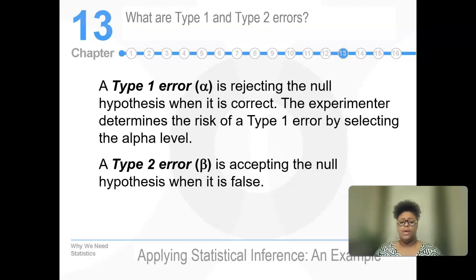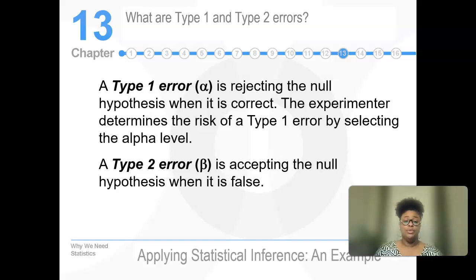So we have type 1 and type 2 errors. A type 1 error is when the researcher rejects the null hypothesis when it is correct. So I might reject it and say that there is a significant difference when there actually is no significant difference. That is rejecting the null hypothesis when it is correct.